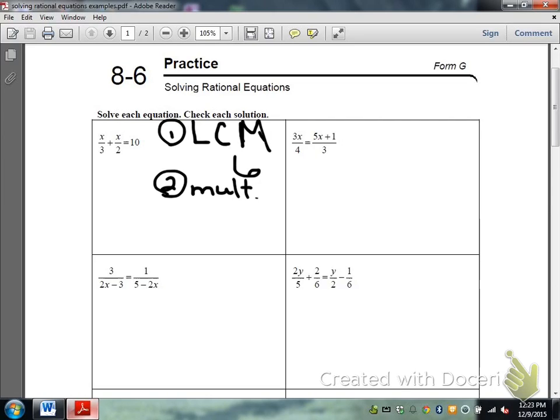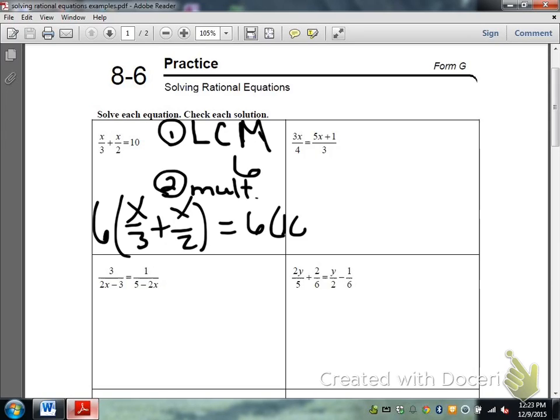What you need to do next is multiply by the least common multiple, remembering that whatever we do to one side, we have to do to the other. So we're going to multiply both sides of our equation by 6. What do you get when you take 6 times the rational expression x over 3? 6x over 3, which reduces to?